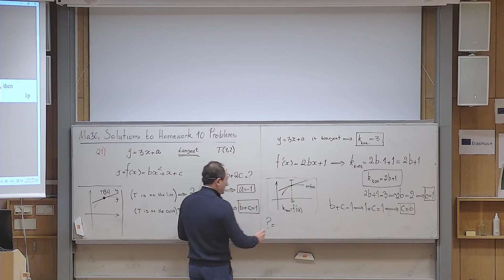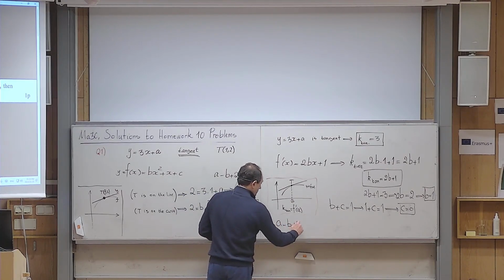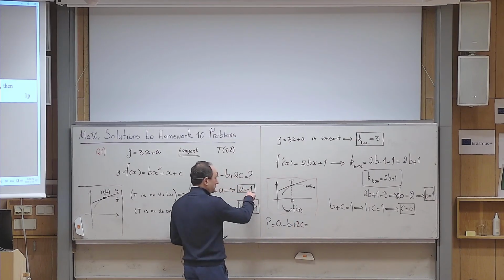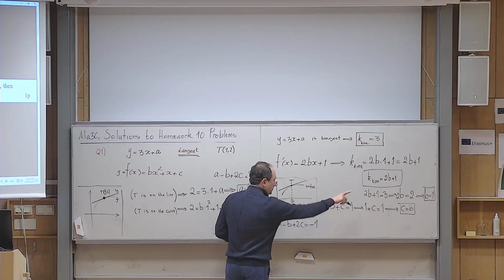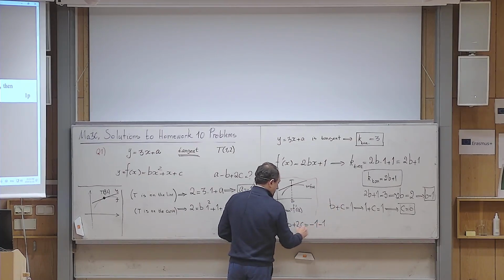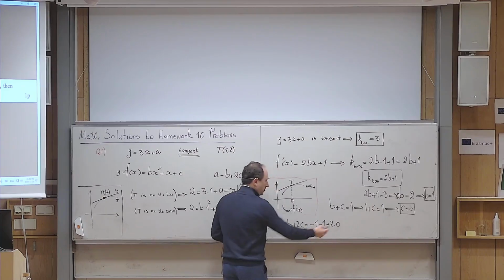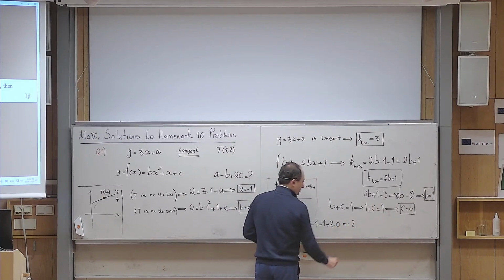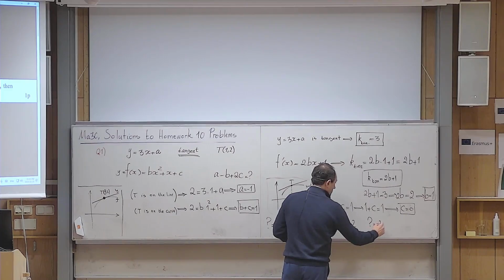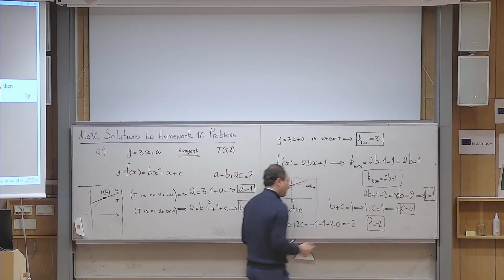But what is the question mark finally? a minus b plus 2c. What is that? a is minus 1, b is 1, so minus 1, and c is 0. If you calculate this, it is simply minus 2. So the answer to this problem is just minus 2.